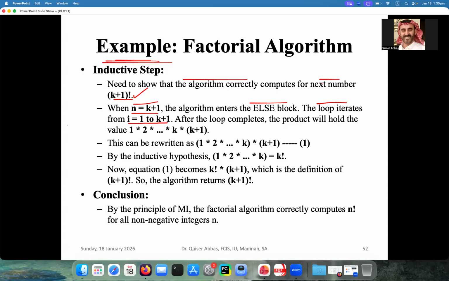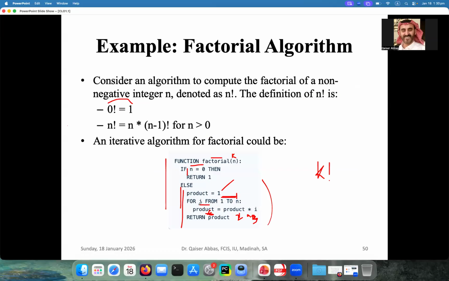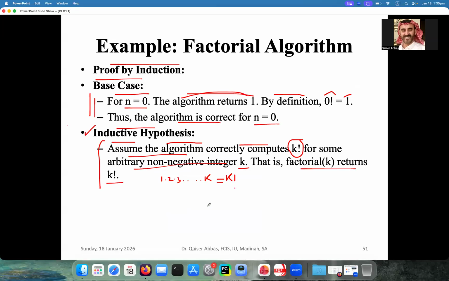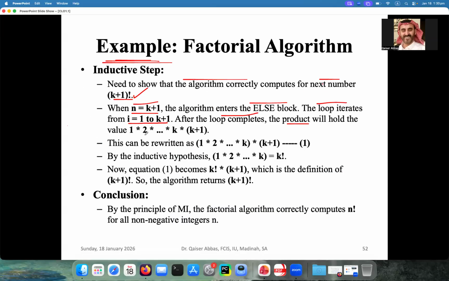When the loop completes, how many multiplications do you have in that product? The product variable will hold this value, starting from 1 multiplied by 2, multiplied by, and so on, multiplied by k and k plus 1. K plus 1 is the next step. And we are showing first k and then k plus 1. Mathematically correct or not?